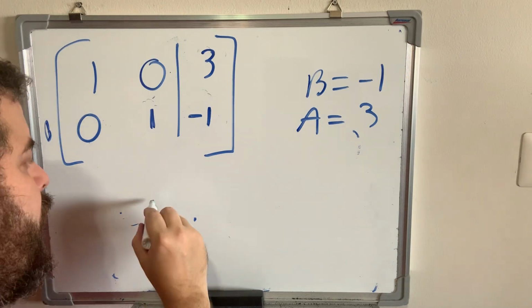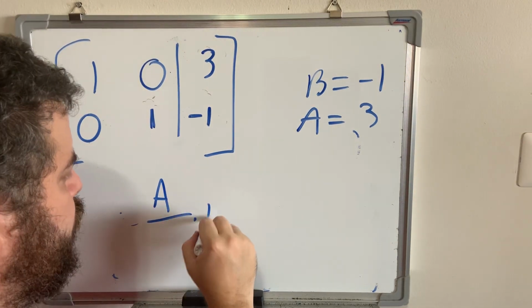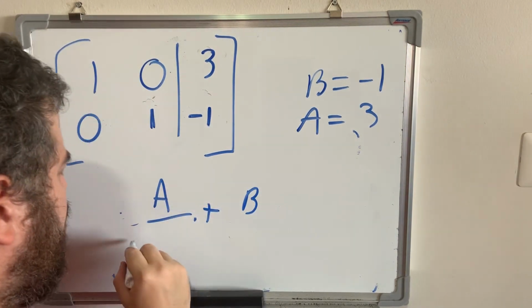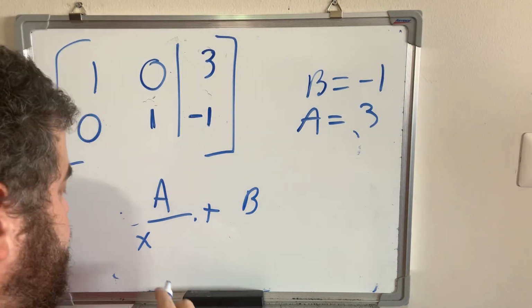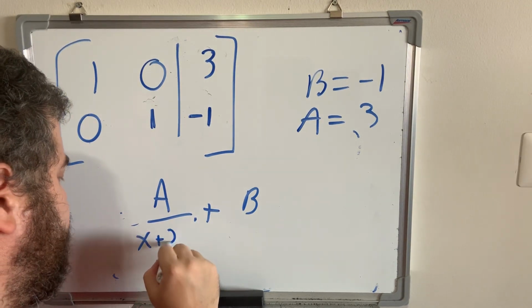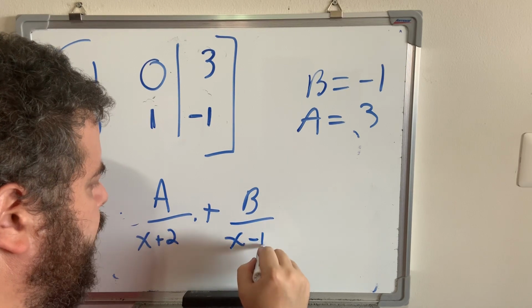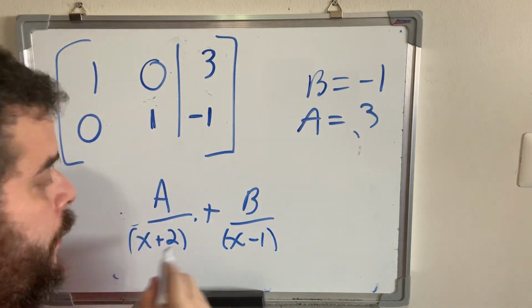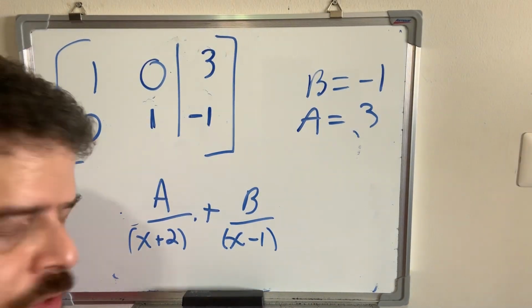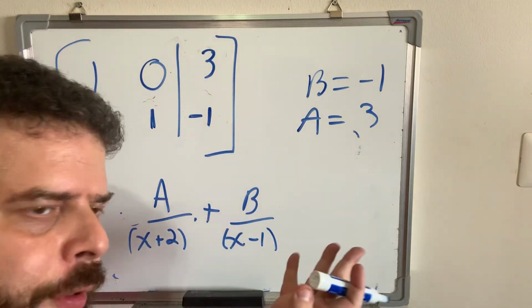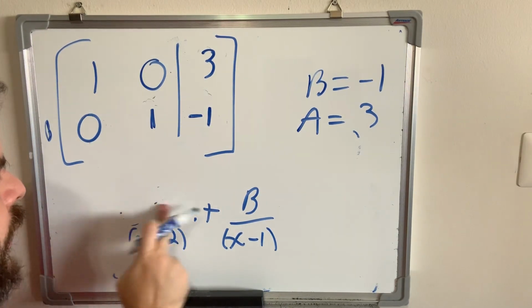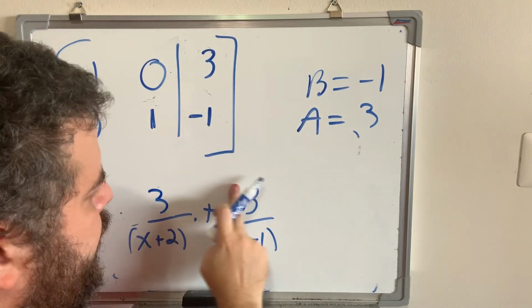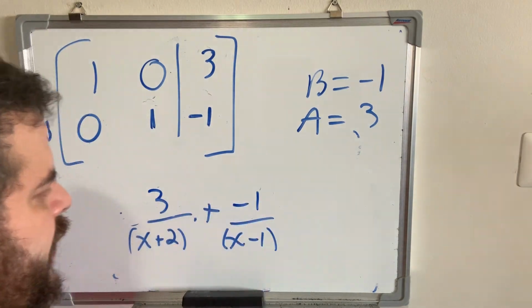All I have to do is rewrite the fractions. I believe I put x plus 2, x minus 1. I believe that's the order I put them in. If not, well, I'm sorry, just flip them. But again, I erased, I really don't remember. My a is 3 and my b is -1. That would be the answer.